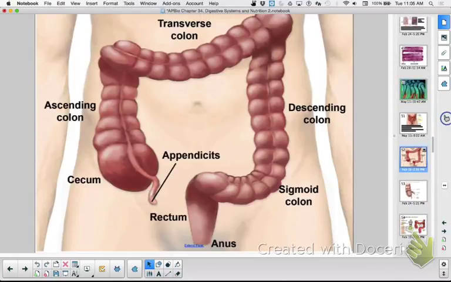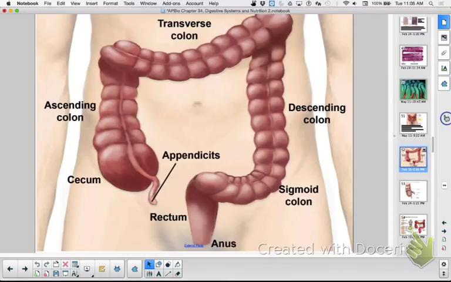Here's your large intestines. Large intestines, the main thing there is there's bacteria that live in there. This is an adaptation. They produce vitamins for us, specifically vitamin K, B vitamins. And then we can get those vitamins, but it's all about absorbing water.